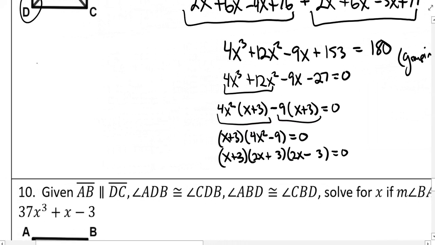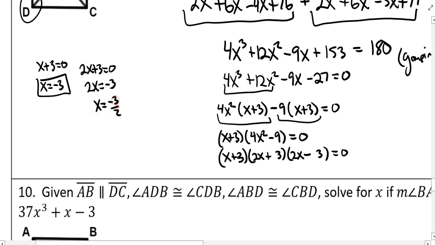Take your factors, set them equal to 0, and solve. Get negative 3, negative 3 over 2, positive 3 over 2.